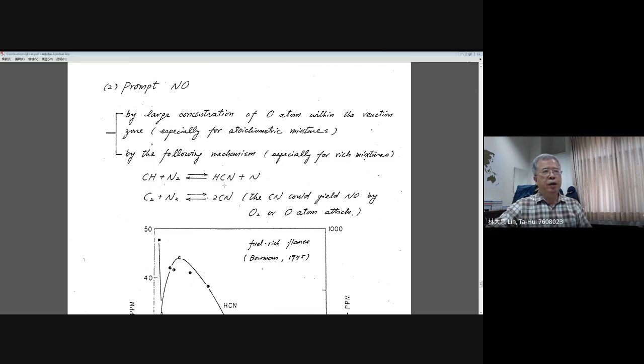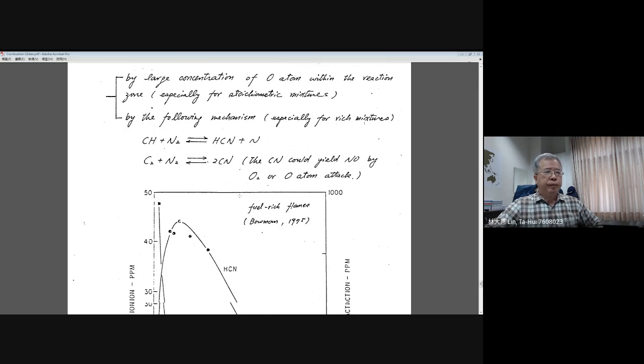Okay, later on, HCN and CN will react with oxygen, which means for the first part, from the reactants, you understand they need to have a large amount of hydrocarbon radicals. Then the rich condition is good for the prompt NO, but they still need to have a certain amount of oxygen to react with the HCN and the CN on the product side.